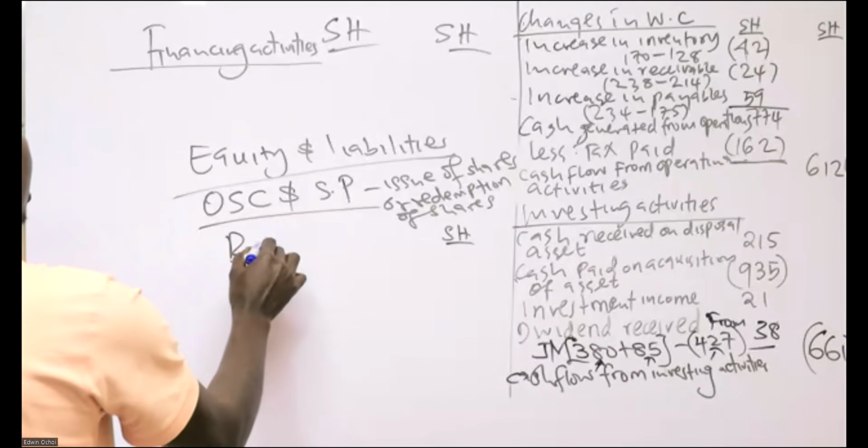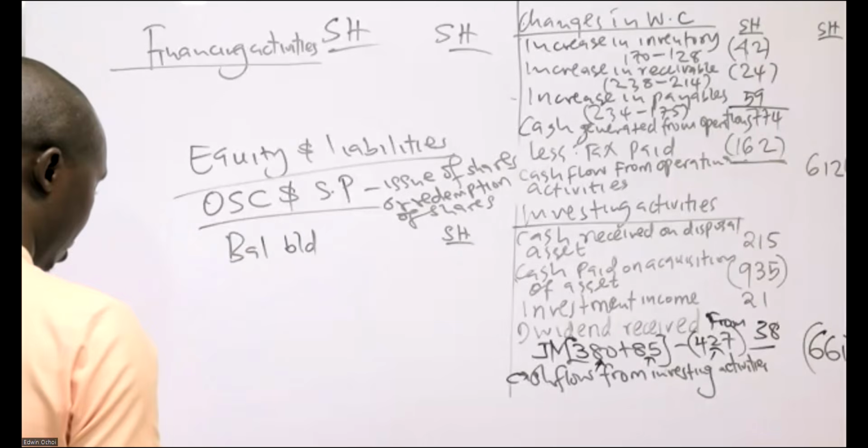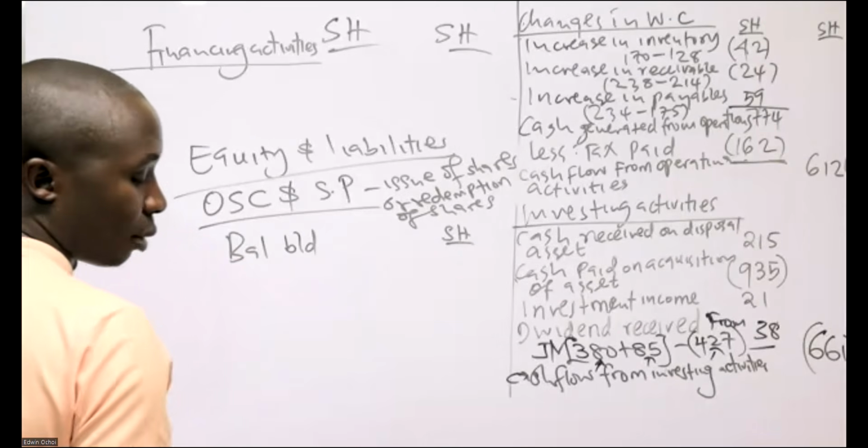So the balance brought down is ordinary share capital and share premium. Balance brought down. How much and how much?